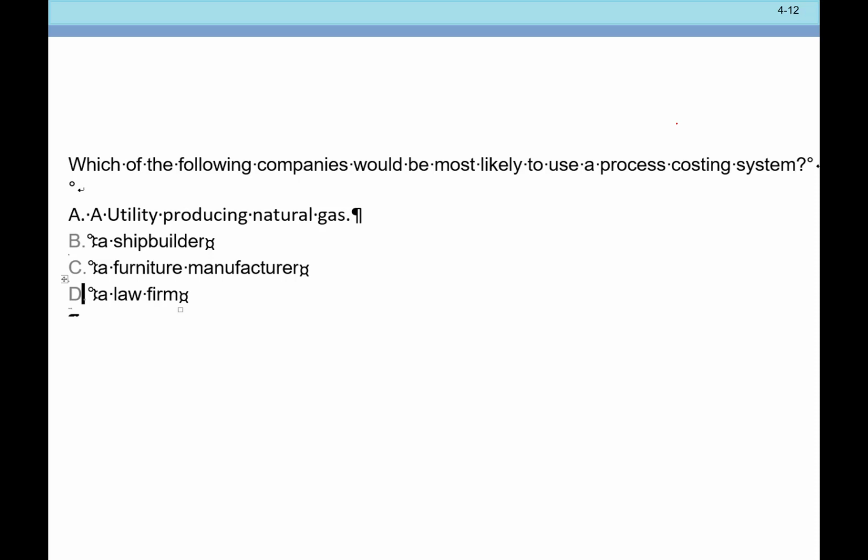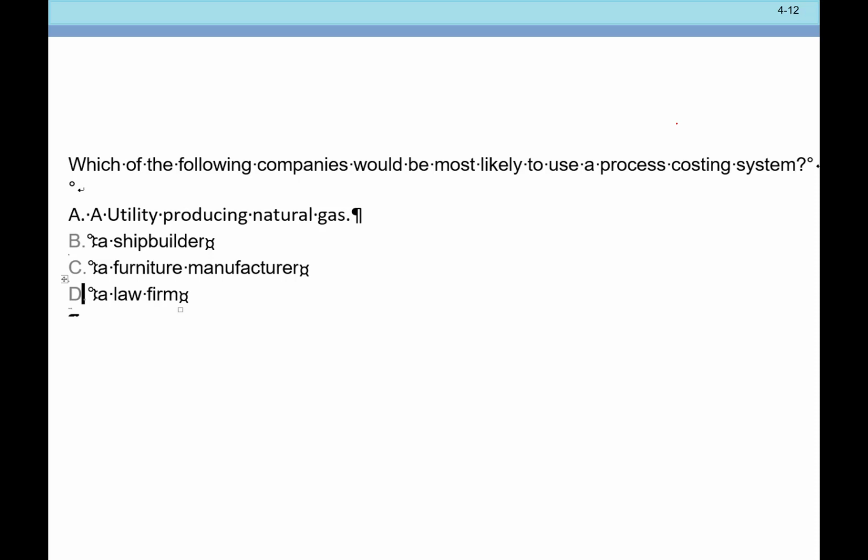Shipbuilder. Every ship is different. Some ships are going to be battleships, others are going to be cruise liners, right? Utility producing natural gas. It's not very easy to say this was natural gas for this particular product, natural gas in cans, or the natural gas that we sold over to PG&E. It's too difficult, right?